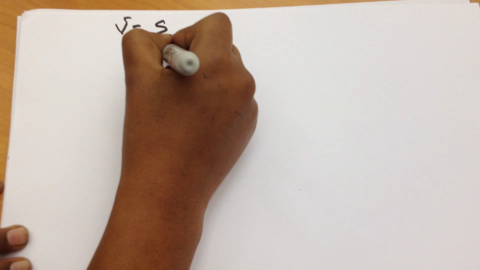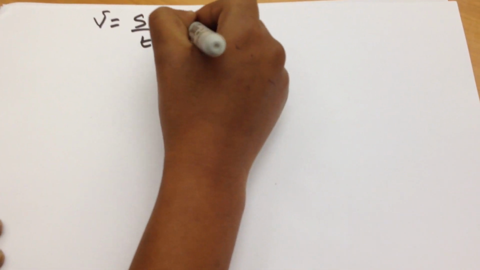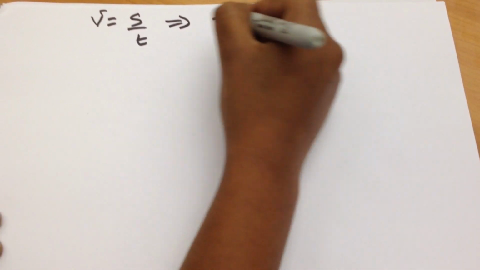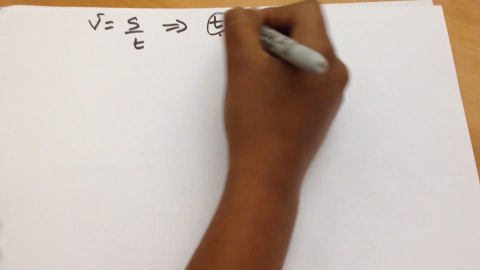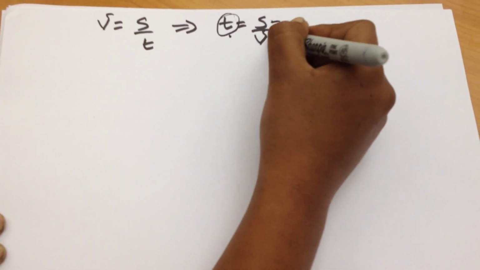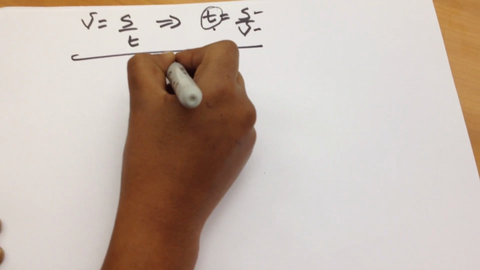To calculate, we know this old formula: velocity is equal to distance over time, and we can rephrase this as time is equal to distance over velocity. So to calculate our time, we have to have the distance and the velocity. Let's see how to calculate distance and velocity.